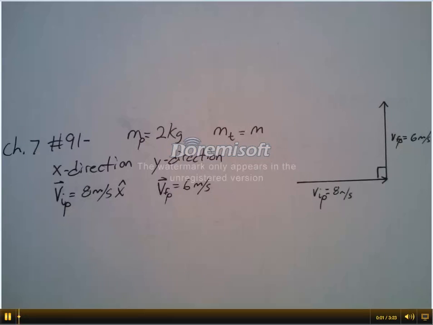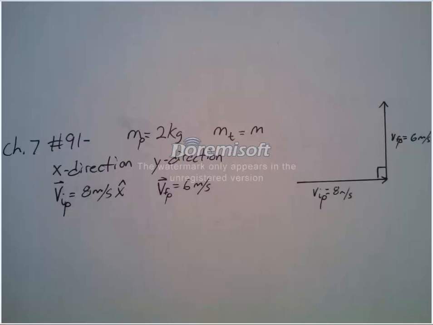Hello everyone, this is Chapter 7, number 91, Standard Collisions. The question asks us, what is the speed of the target body after the collision if the collision is perfectly elastic? The perfectly elastic part is important, it will come in later.